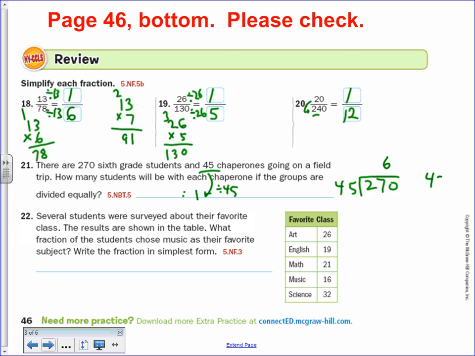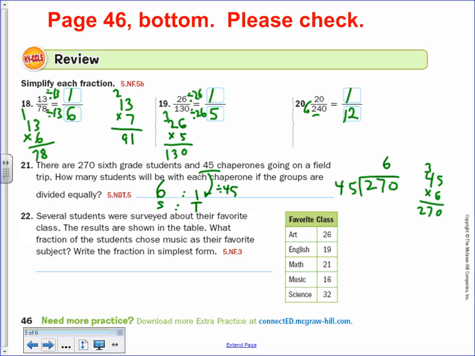Let's double check that. 45 times 6. 5 times 6 is 30. 4 times 6 is 24. 25, 26, 27. So there will be 6 students for 1 teacher. 6 students to 1 teacher, if the groups are divided evenly.